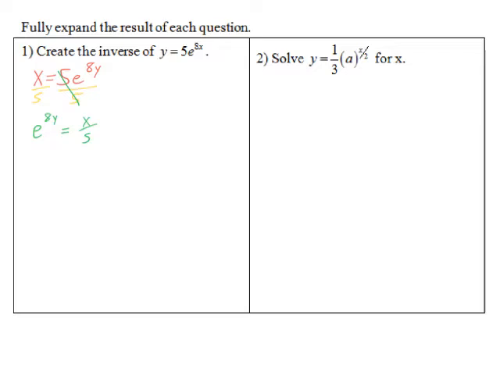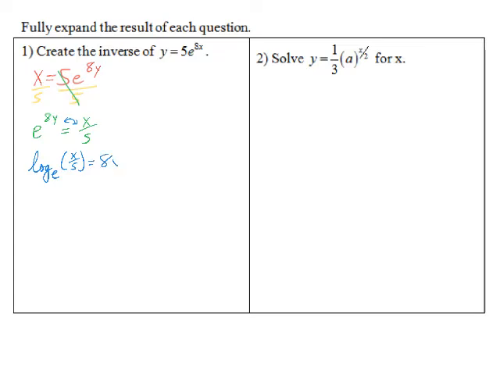Now I might have lost you there. What I did is I put this on this side and I put this on this side because I like the exponent on the left. It's just kind of how I do things, and I like it that way. Now I'm going to make a log out of it, log base e, and I'm going to switch these two. So this would be x over 5 equals 8y.